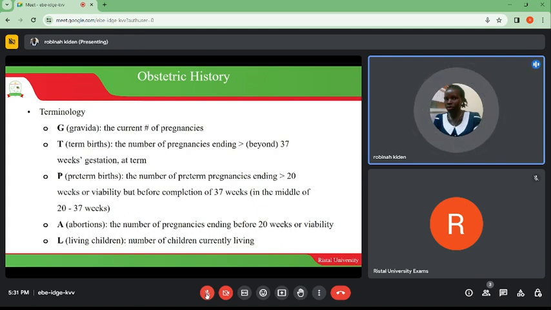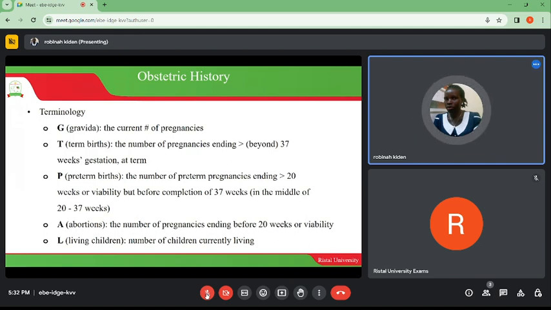Then T refers to term pregnancy. So term pregnancy refers to the number of pregnancies ending at greater than 37 weeks gestation. That is at term. So once the pregnancy reaches 37 weeks and above, that is termed as term pregnancy.